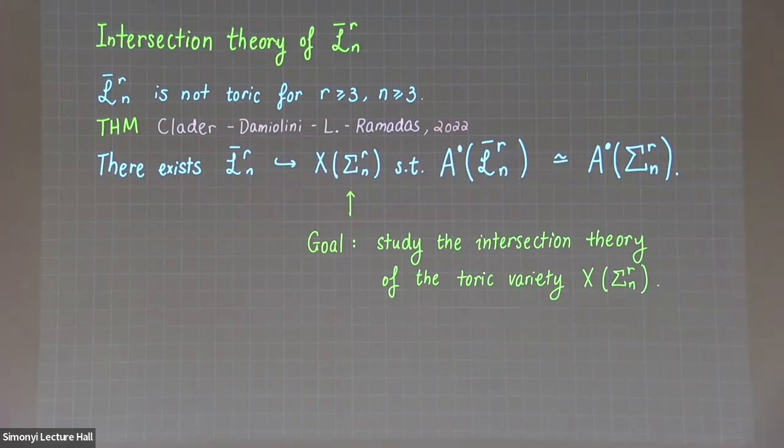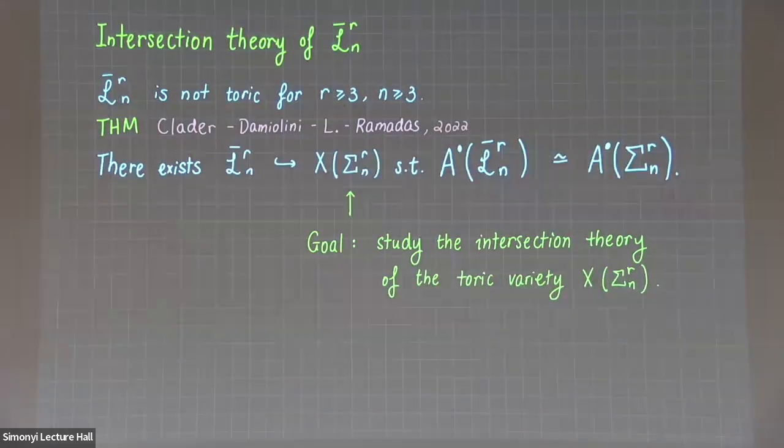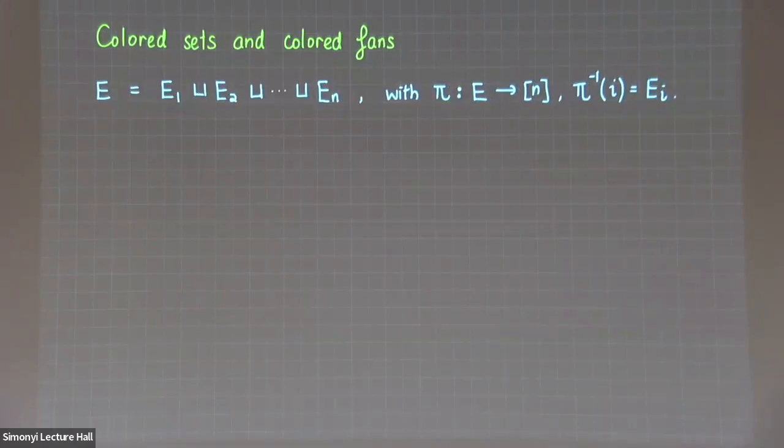So now we translate the study of the Chow ring of this variety to the study of intersection theory of this toric variety X sigma R n. We want to compute explicitly the intersection numbers of interesting generators or elements of this Chow ring. That's where these combinatorial gadgets that generalize matroids come into play. Before that, I want to tell you what the sigma R n, the toric variety, or the fan, is.